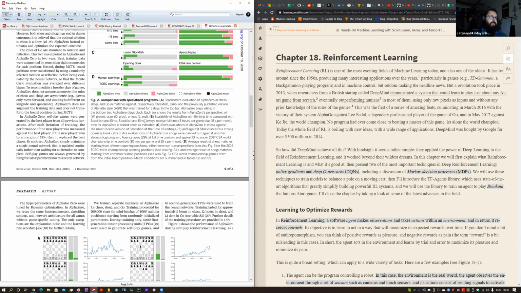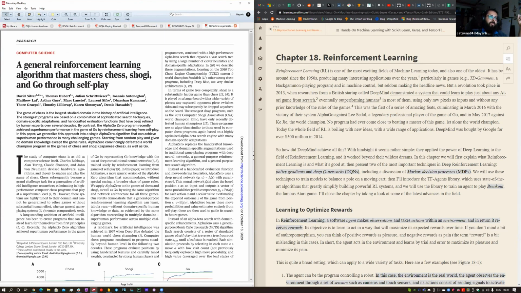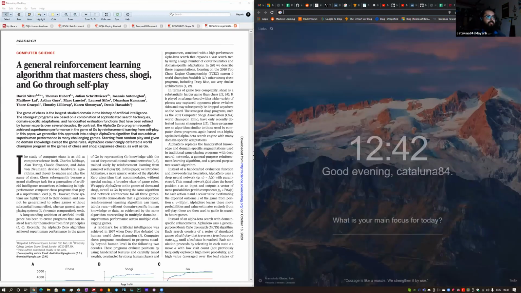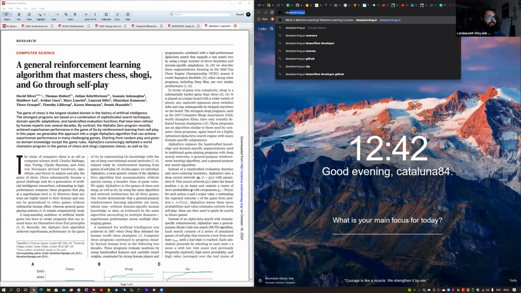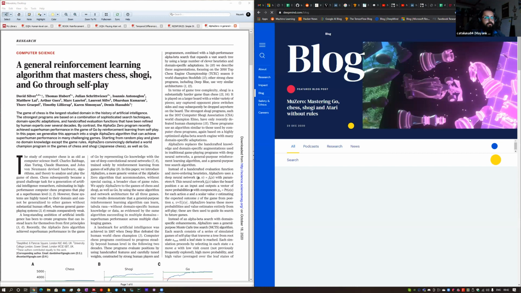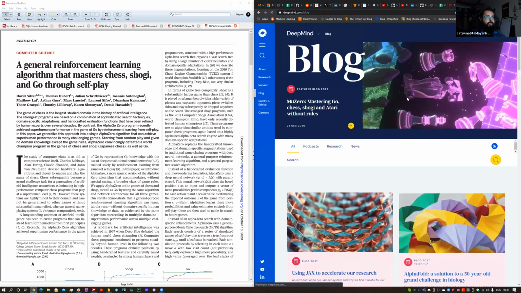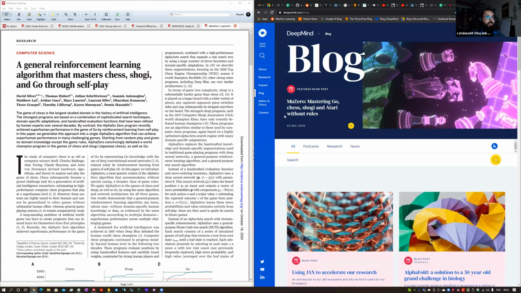A recent paper also came out in December, I think, in which a single algorithm solved a more generic class of problem. They solved 4 games, I think. Let me quickly check it out. Yeah, MuZero: mastering Go, chess, shogi, and Atari without rules.